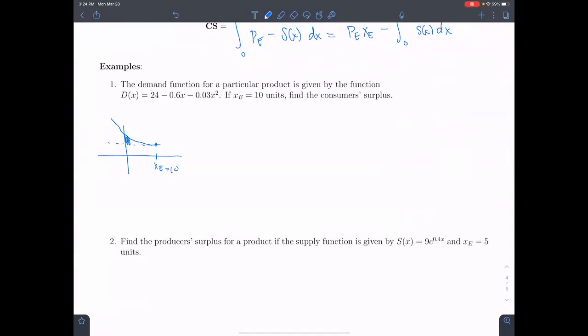So consumer surplus is this area here. We're going to do the integral from 0 to 10 of d of x dx minus, and you can set this up, top minus bottom. So top would be 24 minus 0.6x minus 0.03x squared, minus the bottom function, which would be P sub E. So the question is, okay, well, what is P sub E? Hopefully that is your question.